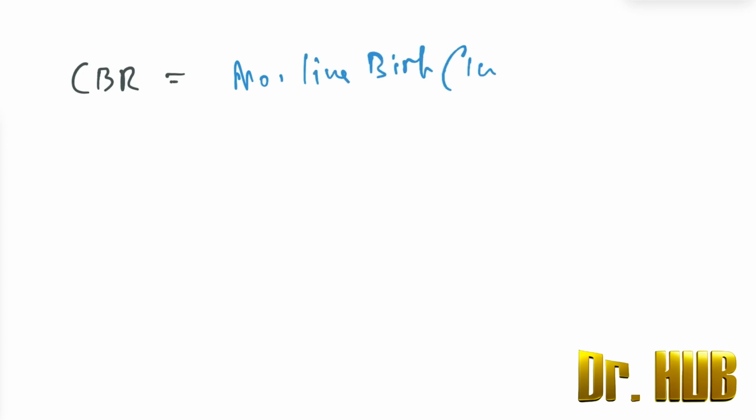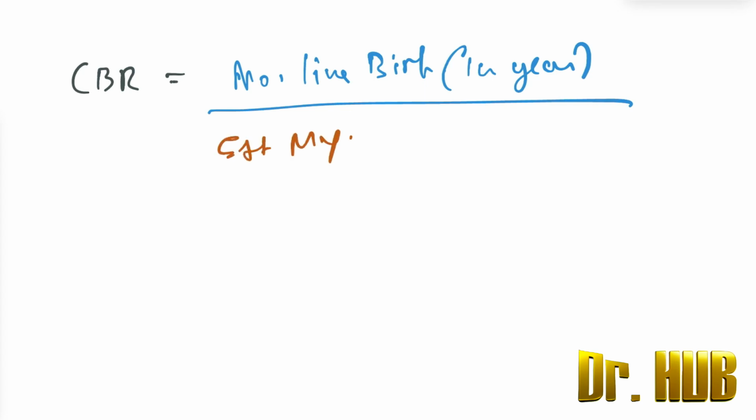So let's write it in a formula. The crude birth rate, CBR, is equal to the number of live births during the year, which occurs in a year, divided by the estimated mid-year population, and you multiply it by 1000.